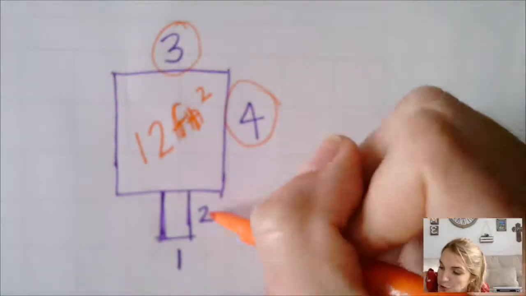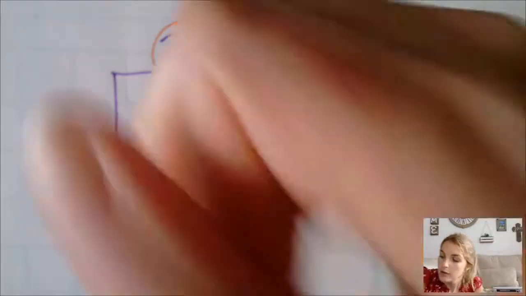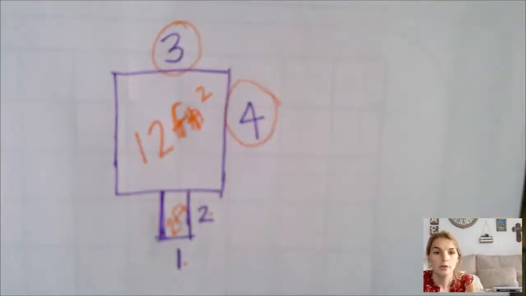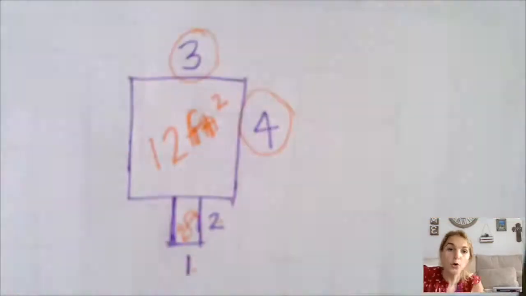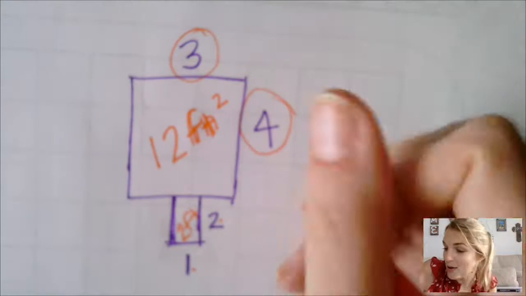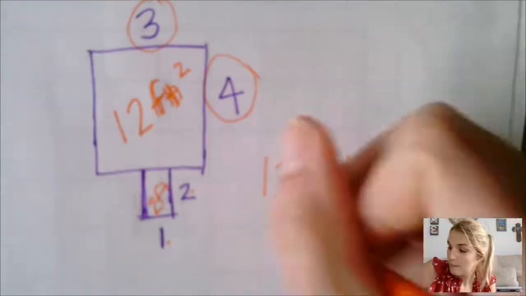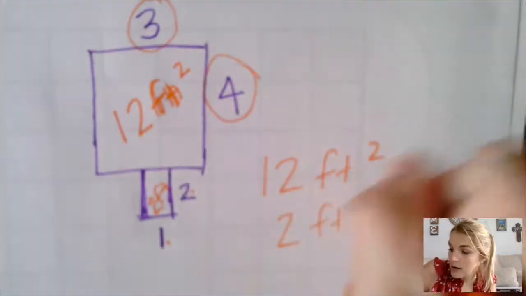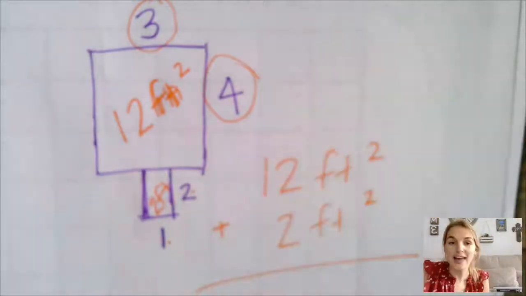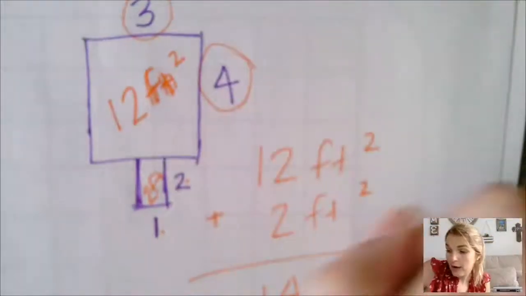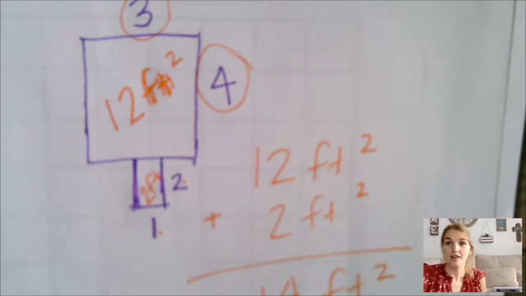And then here we have 2 times 1. So that means that 2 times 1 is 2 feet squared. So Leo's whole huge castle is going to be 12 feet squared plus 2 feet squared. And we're going to add those together to see how big the whole thing would be. And that would be 14 feet squared.